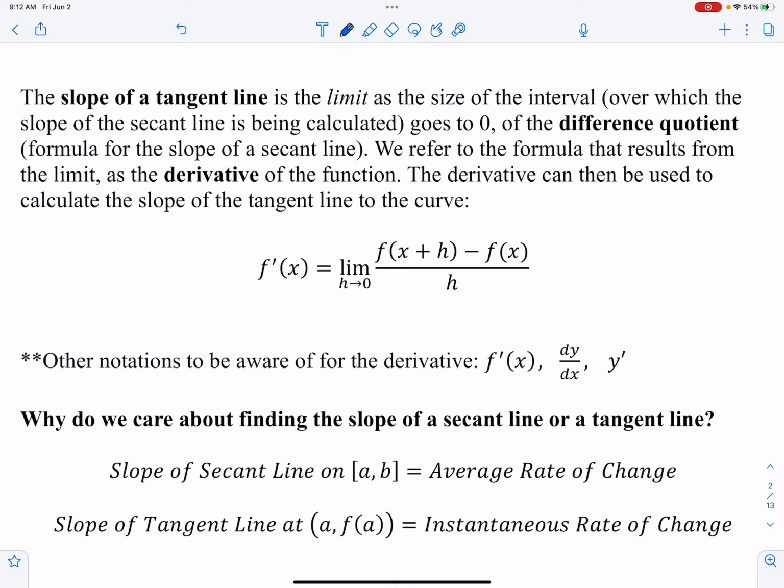So this matters because that limit, the slope of the tangent line, is the derivative. So the derivative can be used to calculate the slope of the tangent line to the curve. So where the difference quotient is a formula for a function to calculate the slope of the secant line over an interval, the limit as h approaches 0 of the difference quotient is actually the formula for the slope of a tangent line to the curve at any point on the curve where the slope of the tangent line would exist.